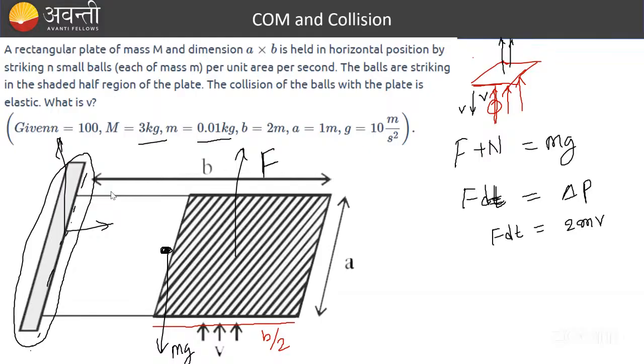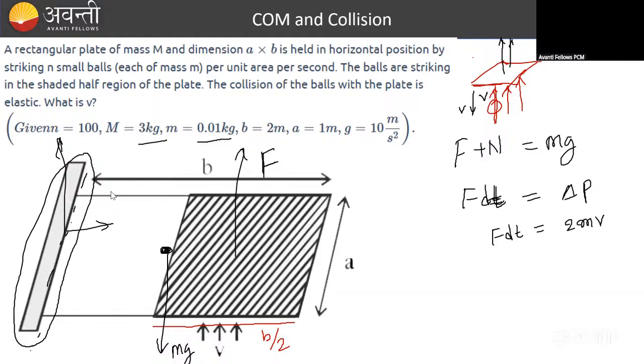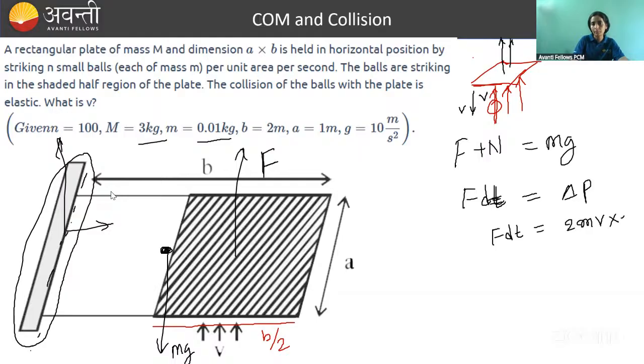And there is not one bullet. For one bullet, we will be writing 2mv. There are n number of bullets, and those n number of bullets are striking in what amount of time? In 1 second. So here you write n, and dt becomes 1 second. That is, F is equal to 2nmv. Done it?